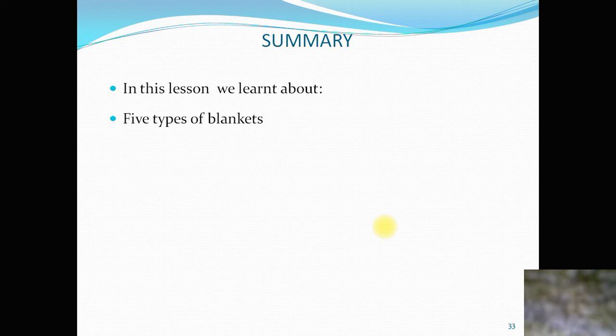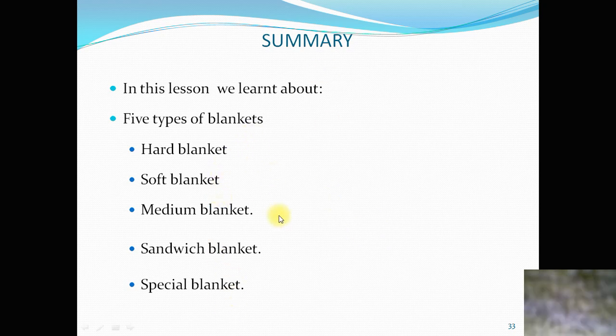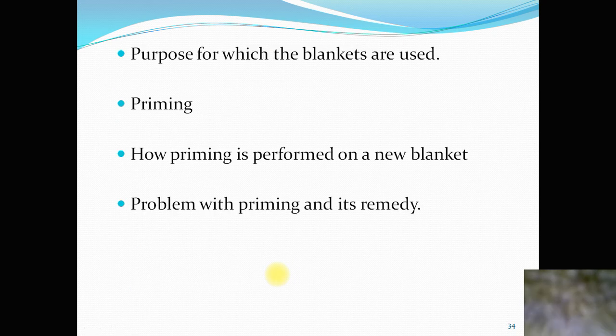Initially, we learned the 5 types of blanket: hard blanket, soft blanket, medium blanket, sandwich blanket, and special blanket, and their shore hardness and their suitability of substance. In this, we have seen what is the shore hardness of these blankets, and which type of substance can be printed. And then we have seen the purpose for which the blankets are used.